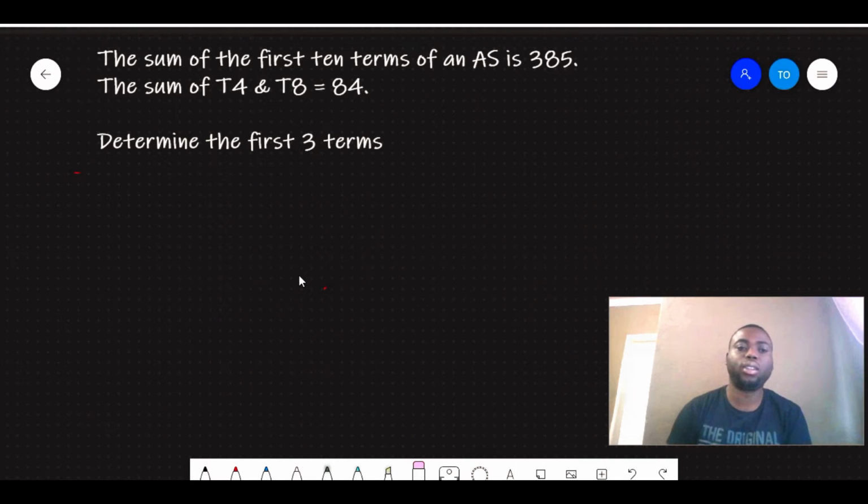So the question here says the sum of the first 10 terms of an arithmetic sequence is 385. The sum of T4 and T8 is 84. Determine the first 3 terms. To answer this particular question, what I recommend you do is use simultaneous equations. But before we get into that, the first thing you should do is try to represent this as an algebraic expression.